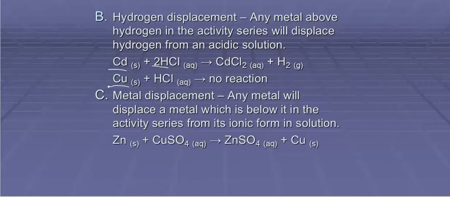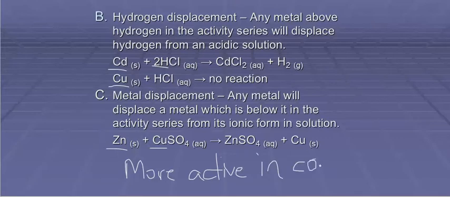You can have metal displacement. Any metal will replace a metal which is below it in the activity series. So zinc will replace copper because zinc is more active. The way I remember this is the more active wants to be in the compound. More active in the compound, always.